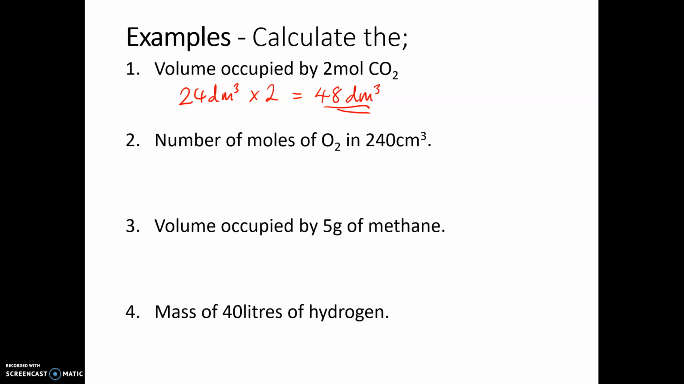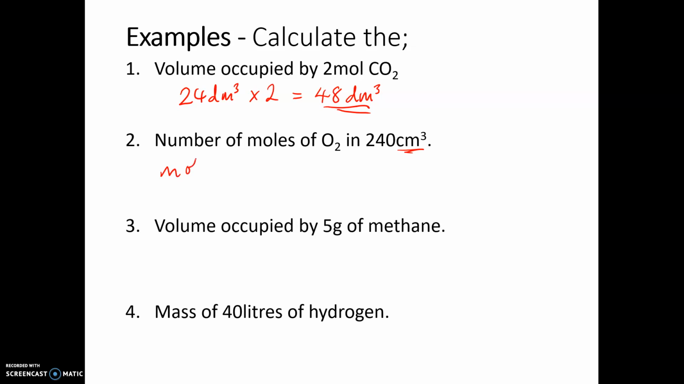From the equation over on the other side, we know that the volume of a gas divided by the molar volume will give us the number of moles, but we have to be consistent with our units. So if we have a volume in decimeters cubed, we divide by 24 decimeters cubed, which is the molar volume in decimeters cubed. If we've got a volume in centimeters cubed, we do the volume divided by 24,000 centimeters cubed, which is the molar volume in centimeters cubed.